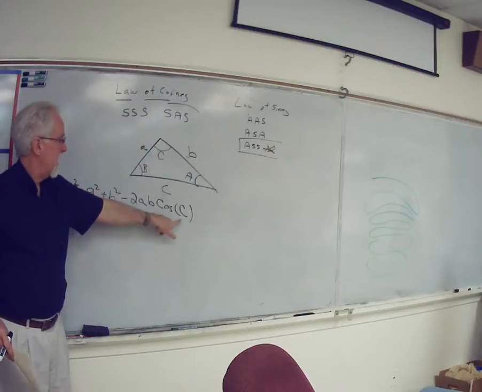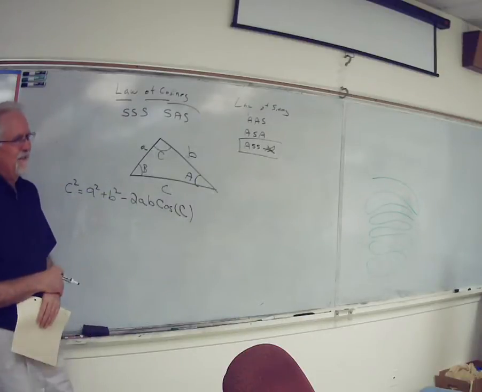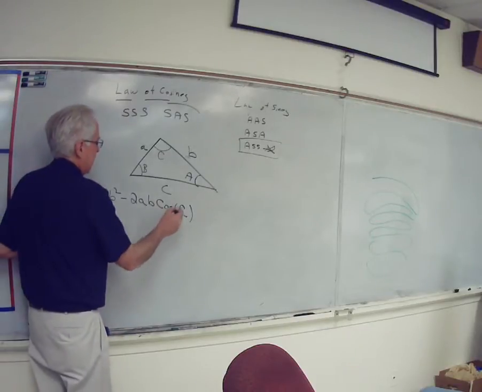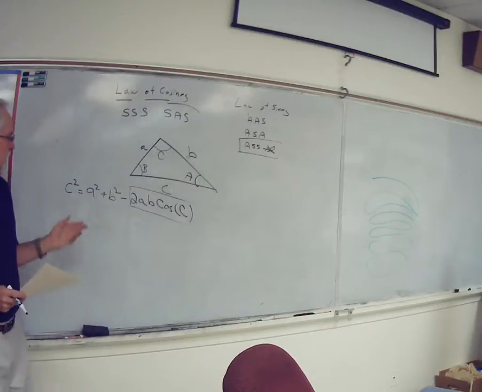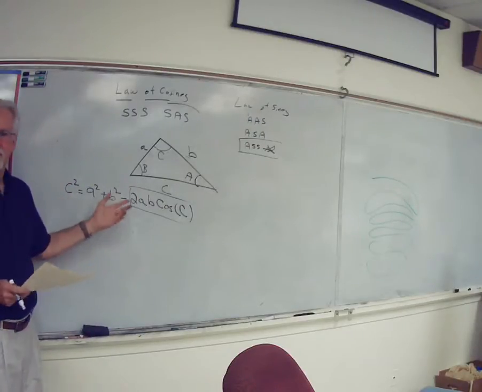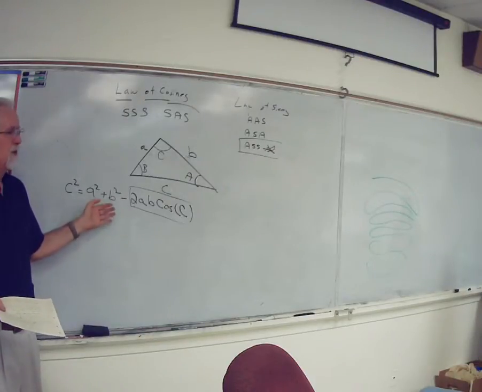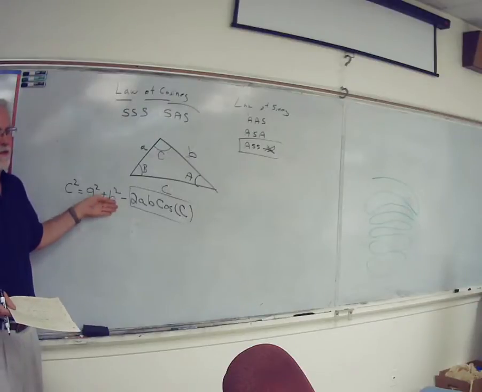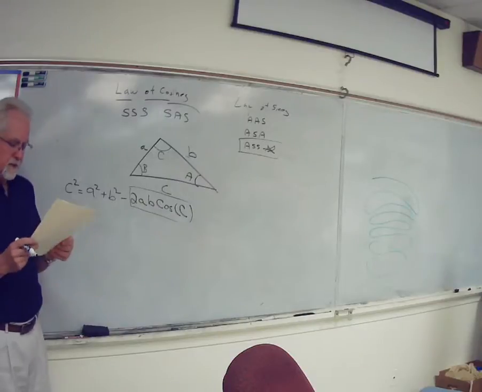Okay, so let's see what would happen. What if C is 90? What is cosine of 90? Oh, don't get your calculator out. Zero. So if C is 90, this whole term goes to zero, and I'm left with a squared plus b squared. Do you see that it makes sense? I wish we would teach you this to begin with, because this is always true. And when C is 90, you get the special case.